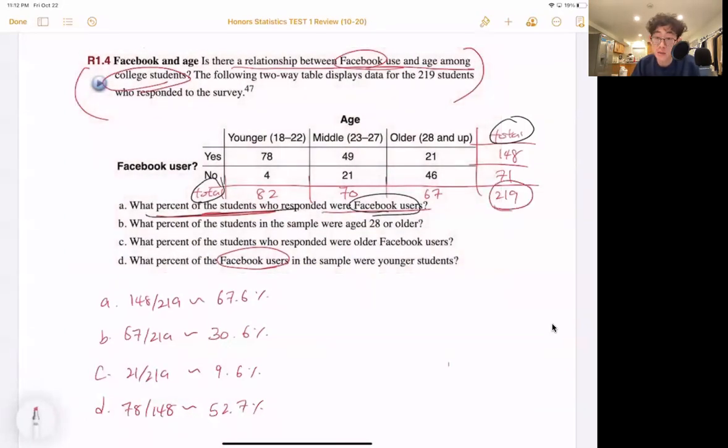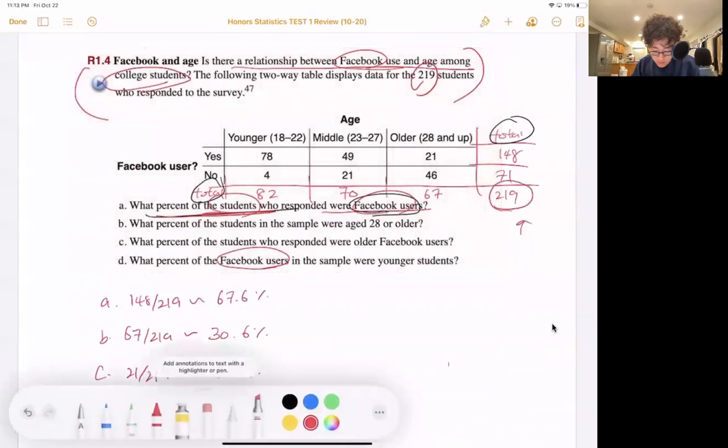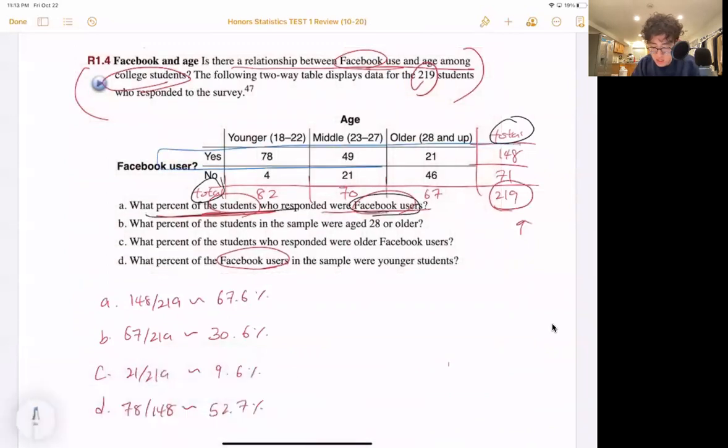So the total number of people that I put down here, 219, is the same number here, that should be the number of people who answered the survey, and those are the number of the students. So out of those students, who are Facebook users? Well, the Facebook users here, I think I found it in this row right here, saying that it's yes. I have 148 Facebook users. That's 148 out of 219.